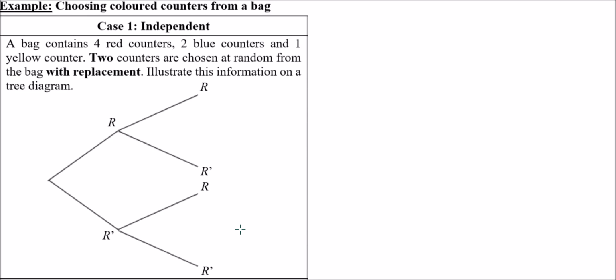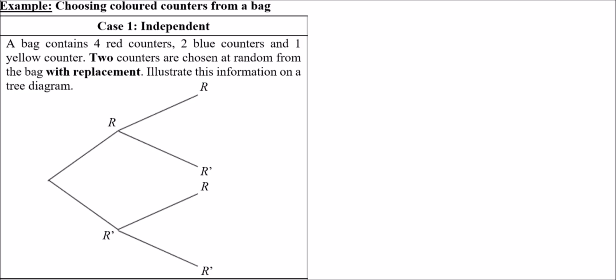So let's have a look at case 1. Let's imagine the events are independent. This bag here has 4 red counters, 2 blue counters and 1 yellow. 2 counters are chosen at random from the bag with replacement, so once they've been taken out, they're put back in for the second drawing. Let's illustrate this information on a tree diagram.